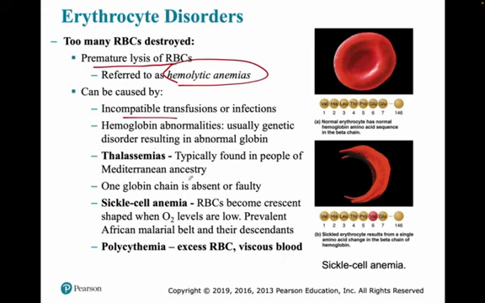Thalassemia means one globin chain is absent, so naturally the RBC is affected. In sickle cell anemia, the RBC looks like a half moon, a crescent shape. Naturally, because the shape is damaged, oxygen levels are low. It is prevalent in people of African, malarial-belt and other descent. And polycythemia actually means excessive RBCs, that's why poly. So the blood is too thick, too viscous.